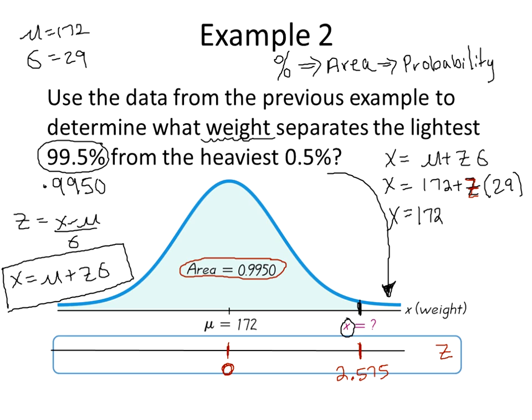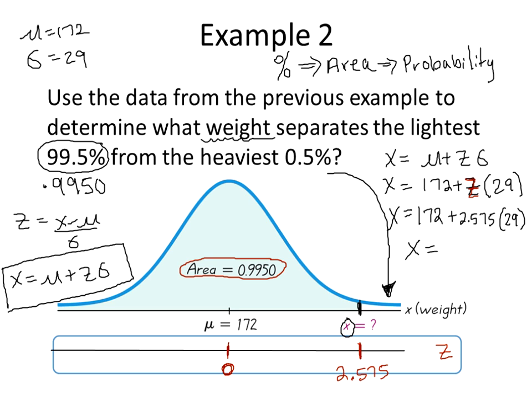It's x equals 172 plus 2.575 times 29. Now that you know your z-score, you can plug it into your formula and you know what value of x you have. So that value of x is going to be what separates the lightest 99.5% from the heaviest 0.5%.